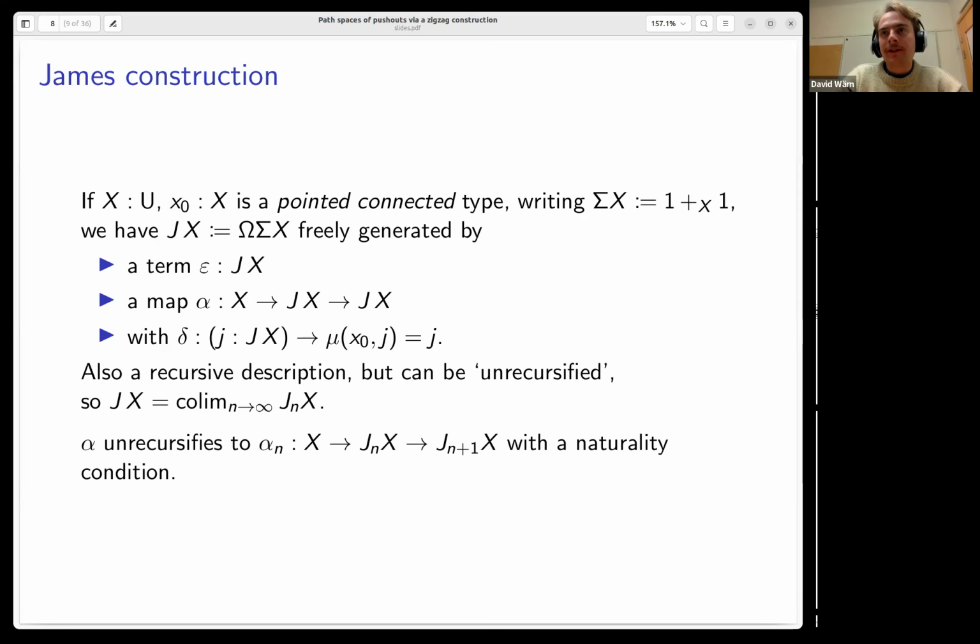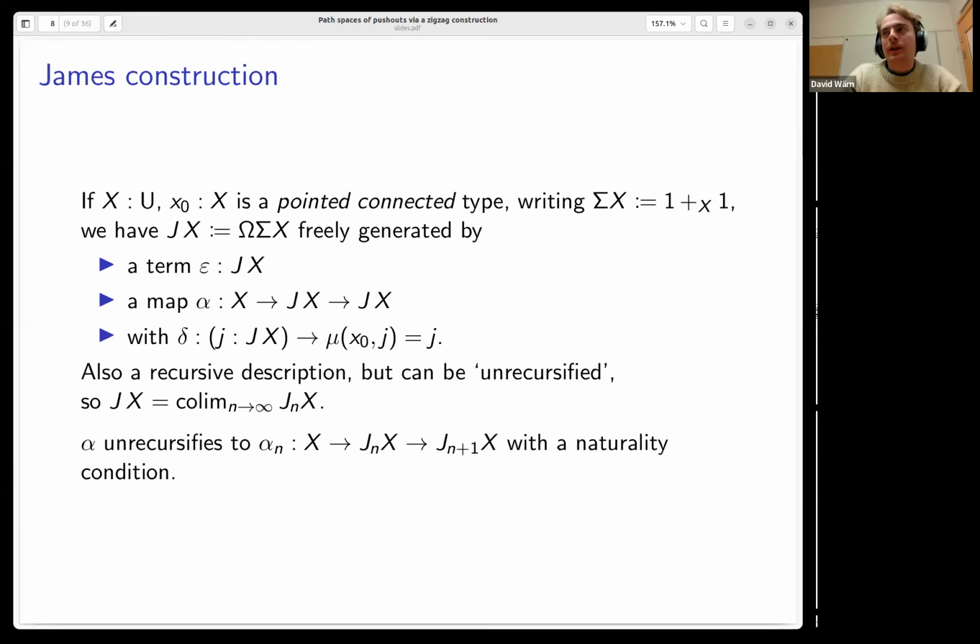But what's nice is that this can be unrecursified, and this is something that Binary describes. So what does that mean? It means that Jx can be expressed as a sequential colimit of types JnX, where the JnX are defined using non-recursive HITs, pushouts. And explicitly, this recursive point constructor alpha from Jx to Jx unrecursifies to some alpha n, which now goes from JnX to Jn+1X.